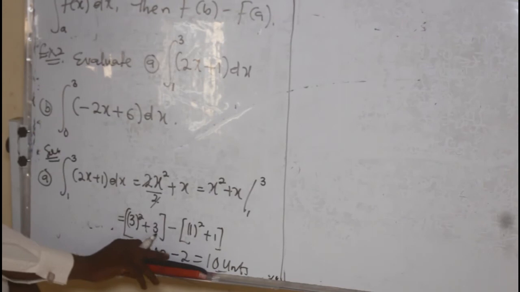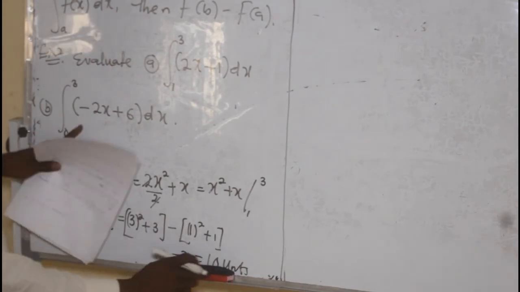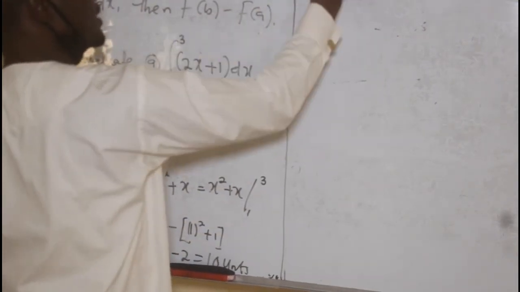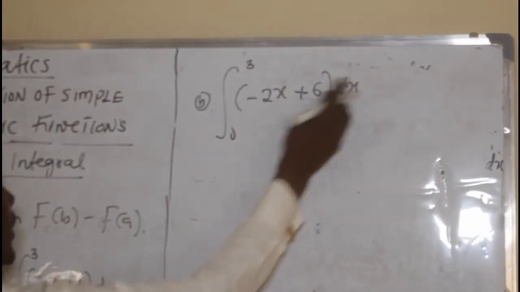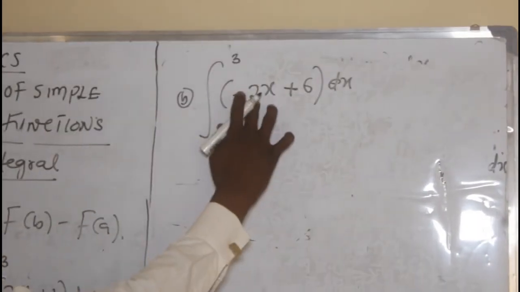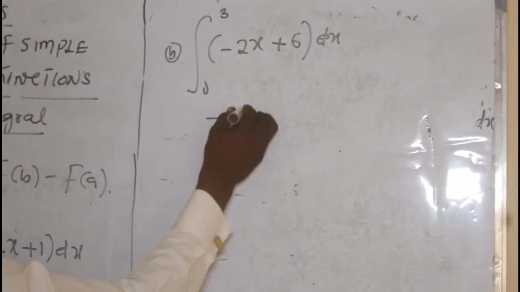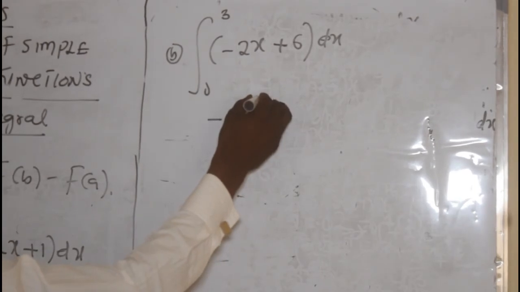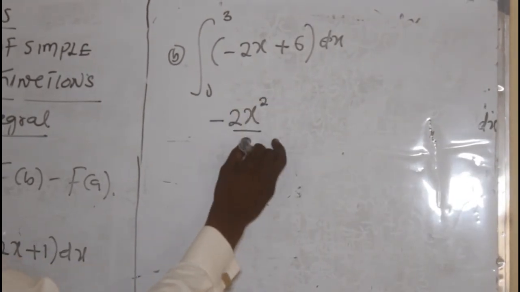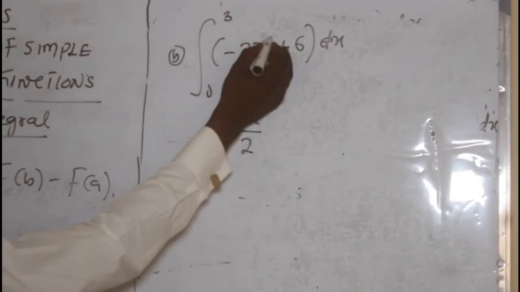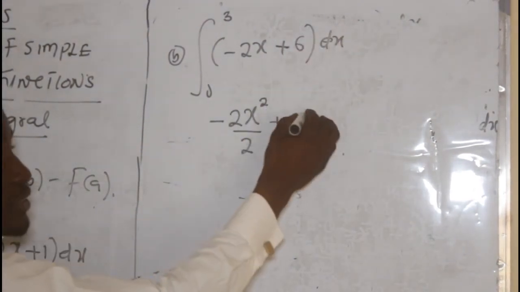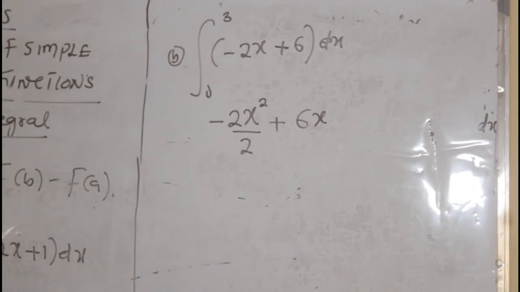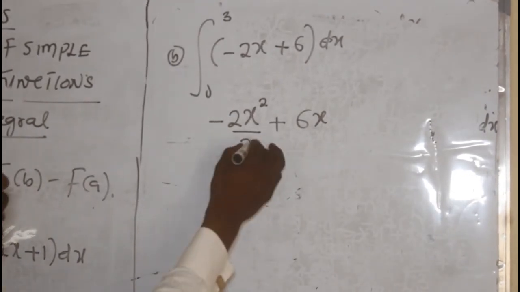Should we add another one here? Let's find the integral of this one now. B is the integral from 0 to 3 of minus 2x plus 6 dx. What is the integration of this, class? This term is going to give you minus 2x raised to the power of 2 over 2, because we have 1 here, and 1 plus 1 is 2. Plus the integration of 6 with respect to x, which is 6x. Are we together? So now this 2 can go with this 2.